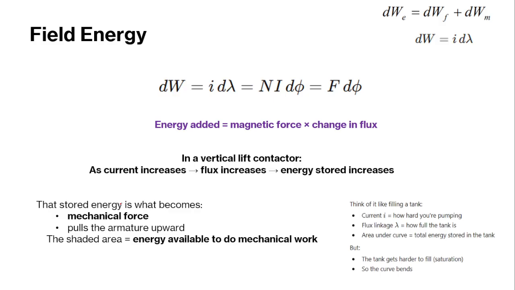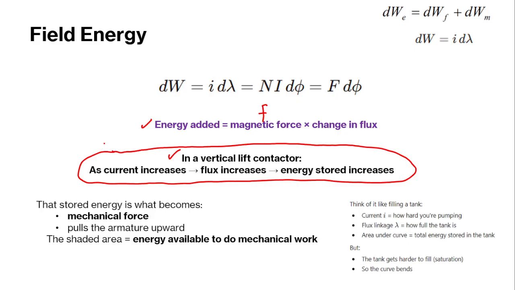Alright, cool. So takeaways from this slide. The energy added is the magnetic force, which is F, times the change in flux, which makes sense. As the flux changes, the energy added will basically increase, right? And this one is the big one, the one you have to remember. As current increases, the flux will increase. And if the flux increases, the energy stored will also increase. That's basically how it works, right? And there's a little thing at the bottom here.